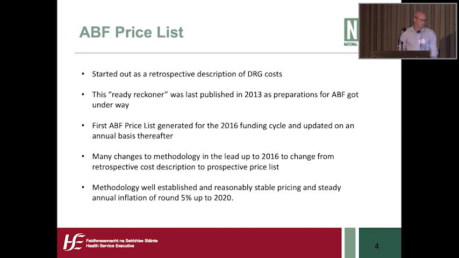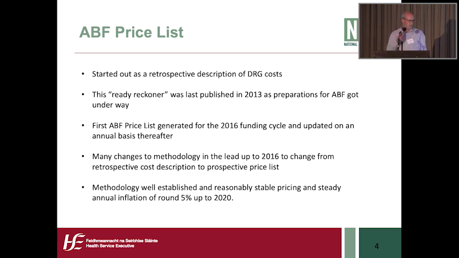Just to give the background, the price list in one format or another has been around for quite a number of years. It certainly predates me being involved in case mix, but it got changed into a price list when ABF was introduced in 2016 for the first funding cycle. In that changeover, there was probably a couple of years of myself and Brian and a lot of other people scratching their heads trying to figure out how we change this cost list essentially into a price list that can dovetail with funding and make that happen.